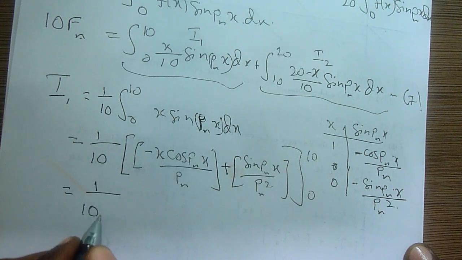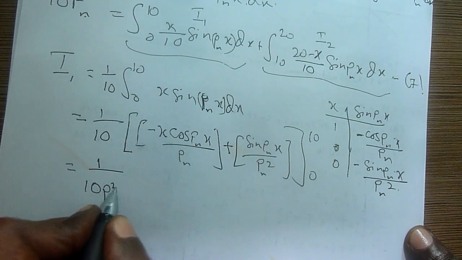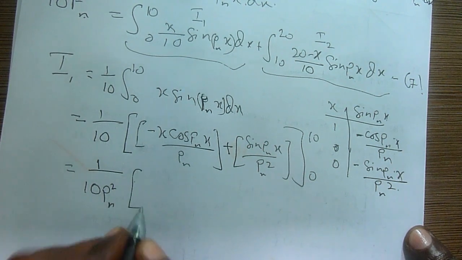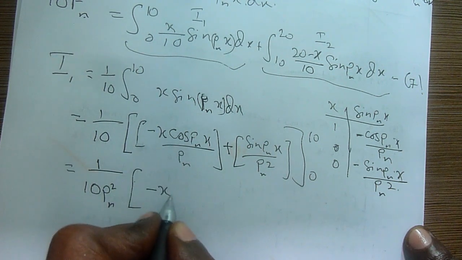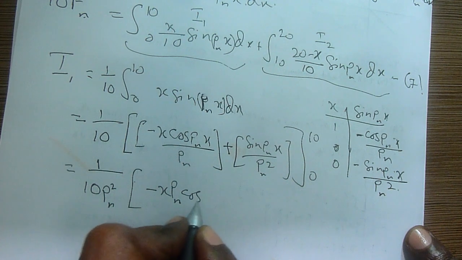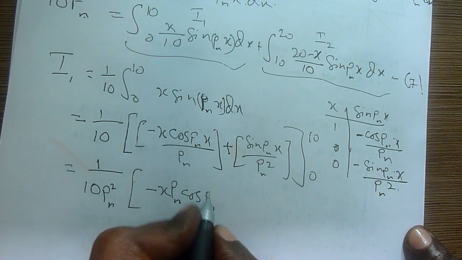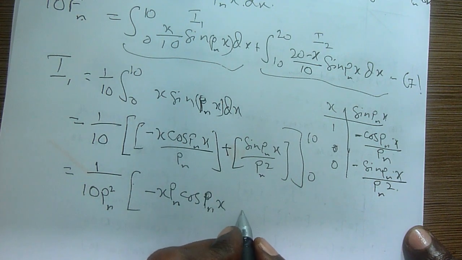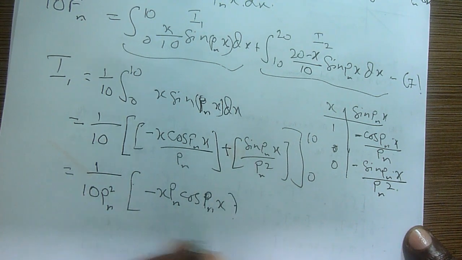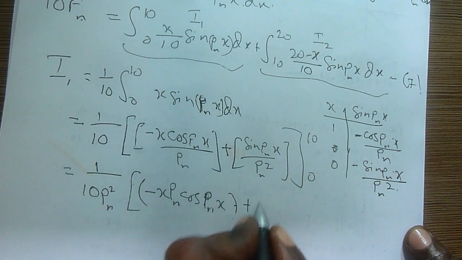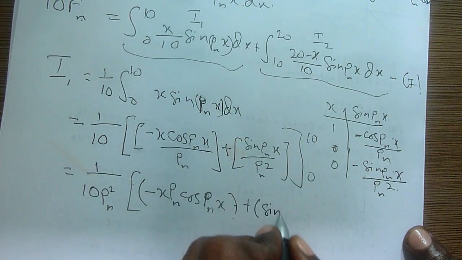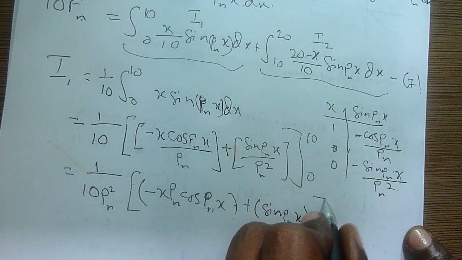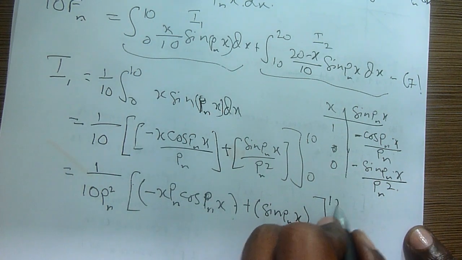Then the standard model is very much standard. I'm going to do this: negative x Pn cos Pn x, bracket plus sine Pn x, 10 over 0.